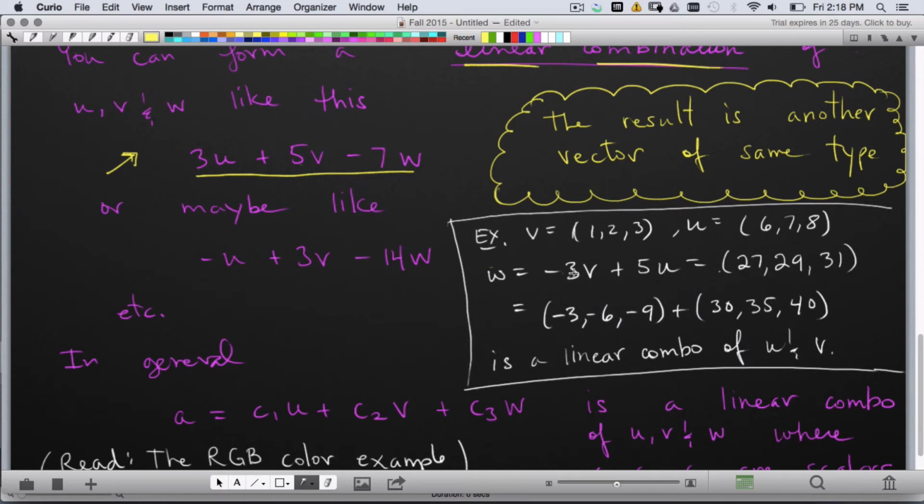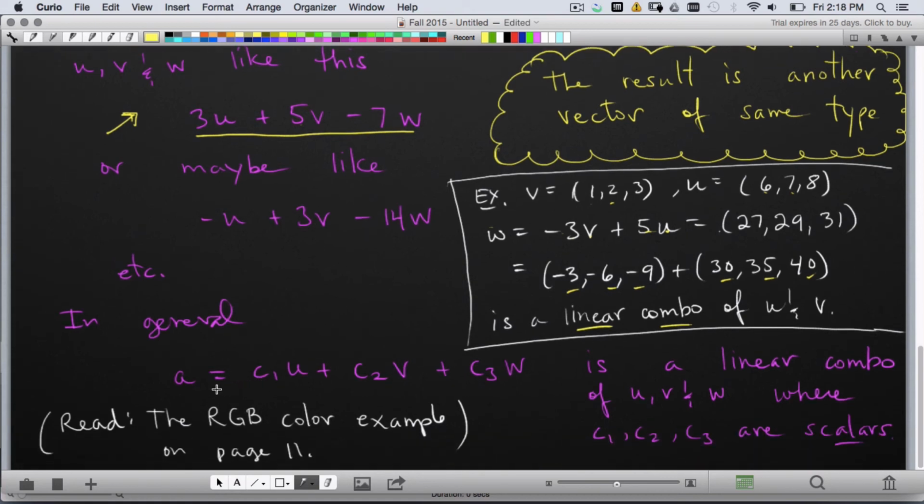So first we want to take negative 3v. So negative 3 multiplies all 3 of these coordinates, giving us this guy. And then 5u is the vector here, multiplying 5 by each of the coordinates. Adding those two gives us a brand new vector, this guy, which we can think of as being a linear combination of v and u. So a linear combination is simply a weighted sum of vectors.